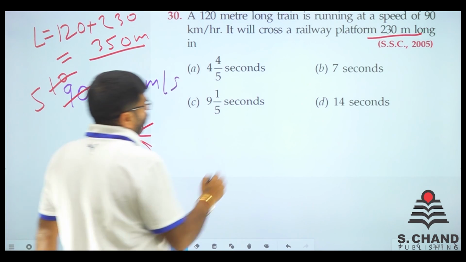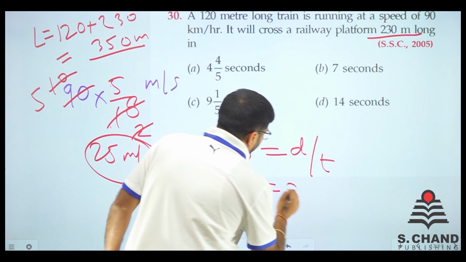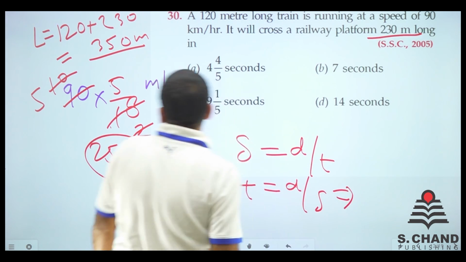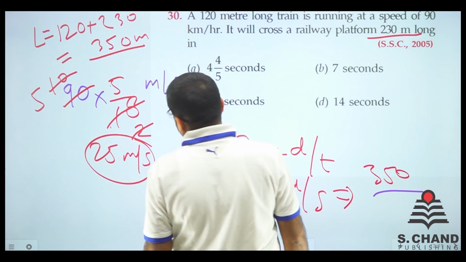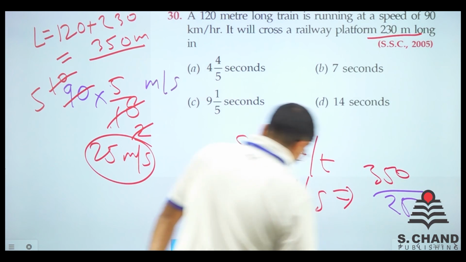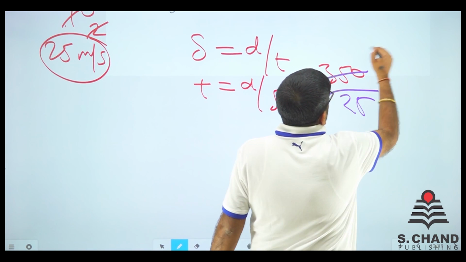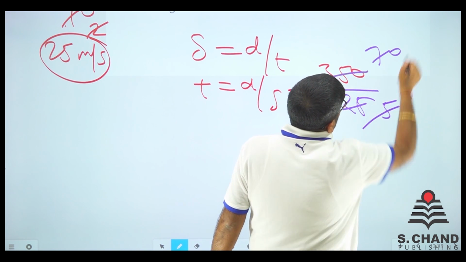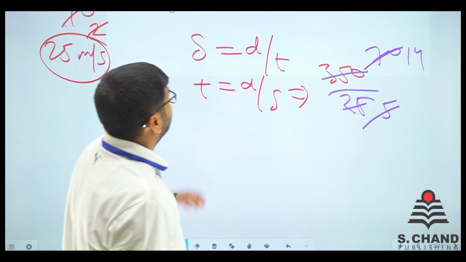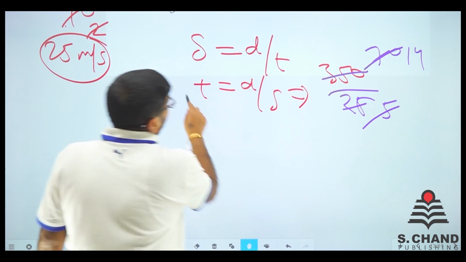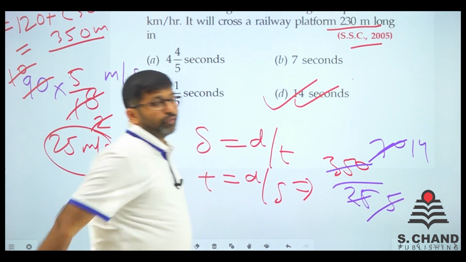So we know that speed is equal to distance by time. So time is equal to distance by speed. Here we go. Distance is 350 meter, that is given. And the speed is 25, right? So just do the basic calculation. It is 70, it is 5, it is 14. So the time is 14 seconds. Is there any option called 14 seconds? Yes, we have. Here we go. 14 seconds is the answer for this question.